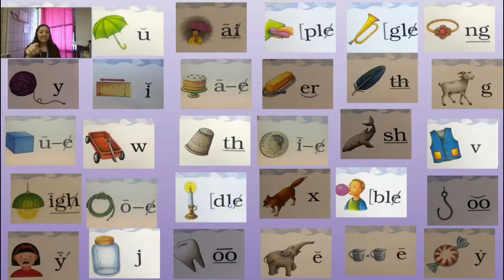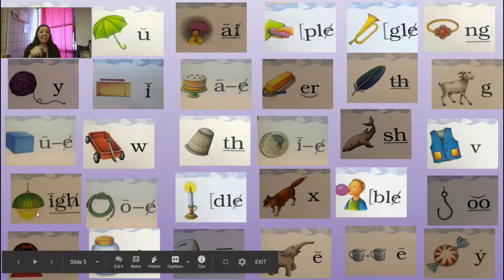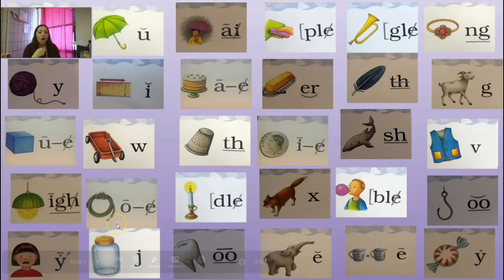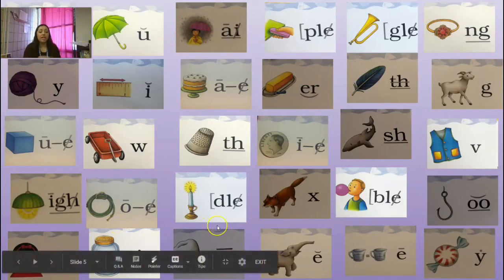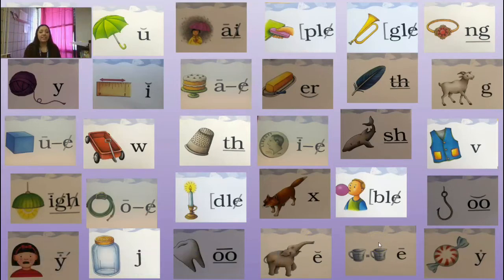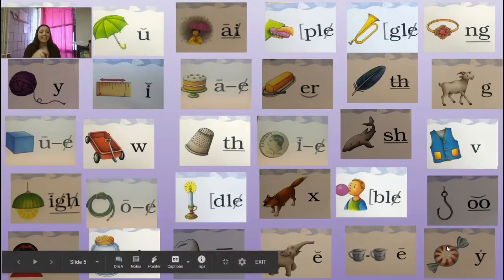Candle, dl. Final syllable, d-l-e. Fox, x. X. Bubble, bl. Final syllable, b-l-e. Hook, digraph o-o. Then we have cry, I. Vowel y. Jar, j. J. Tooth, oo. Digraph oo. Elephant, e. Equal, e. E. Candy, e. Vowel y.